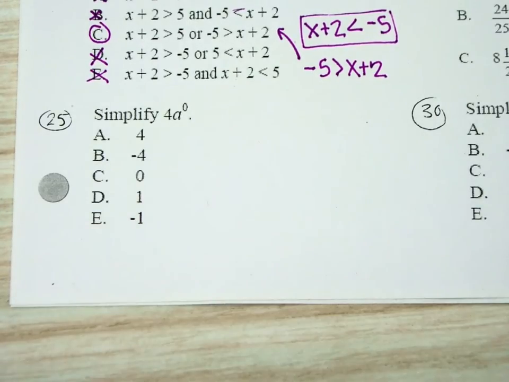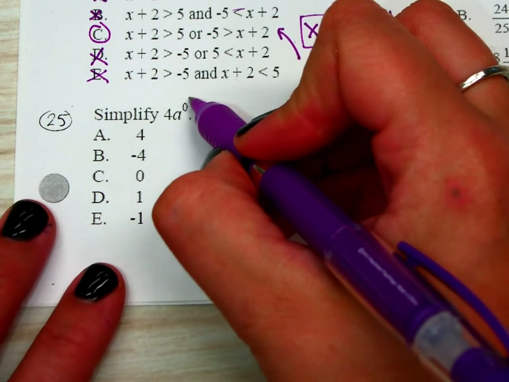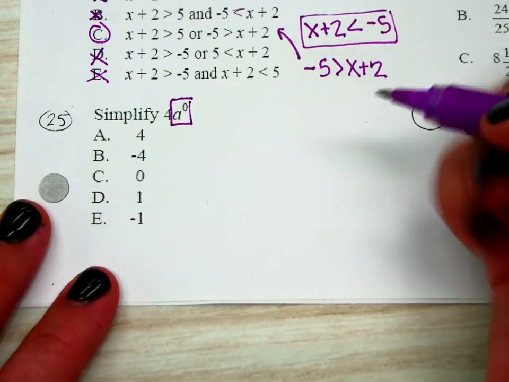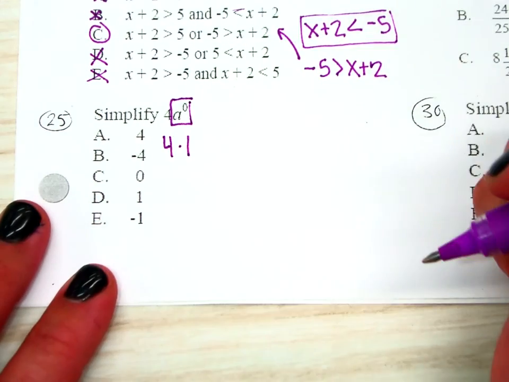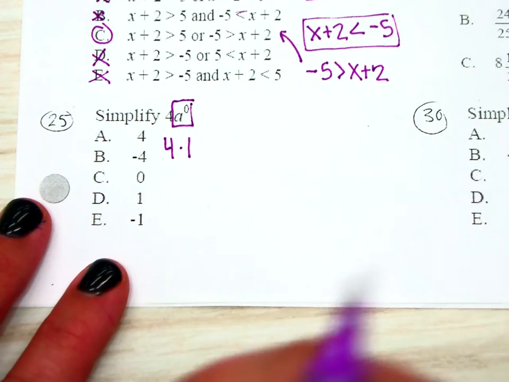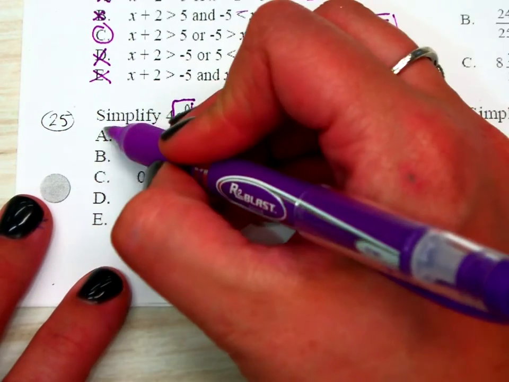Okay, number 25 is very similar to 23. However, on 25, only A is being raised to the 0. So this becomes 4 times 1, because only A is being raised to the 0 power. 4 times 1 is 4.